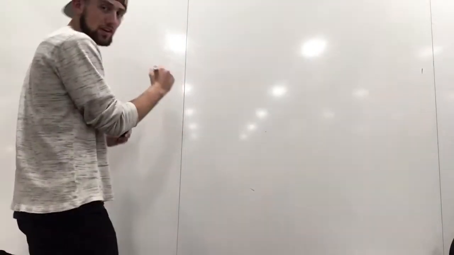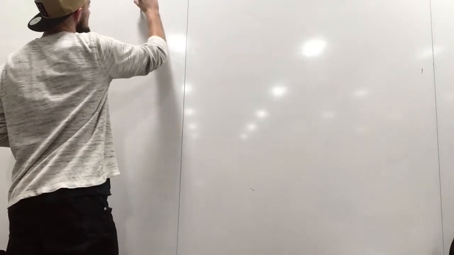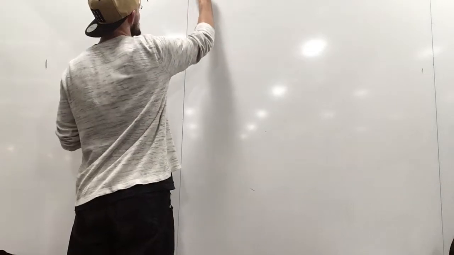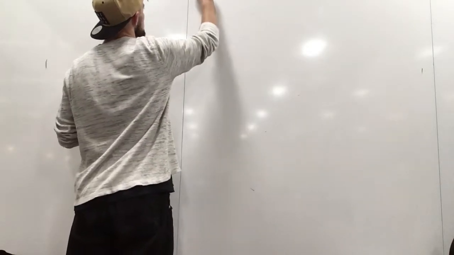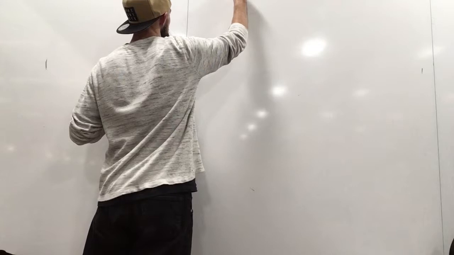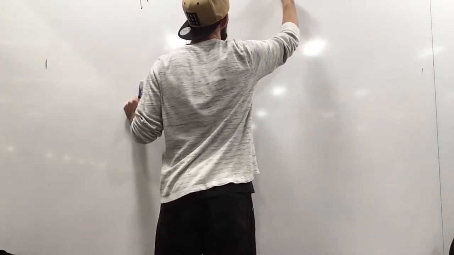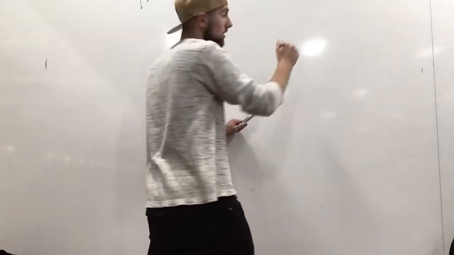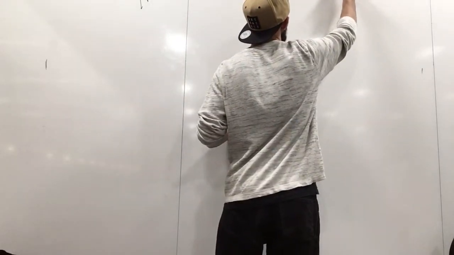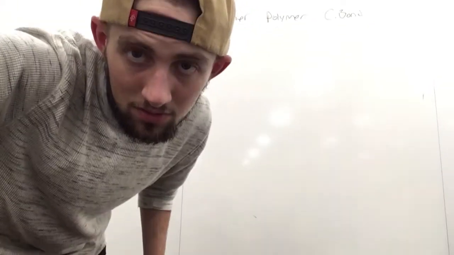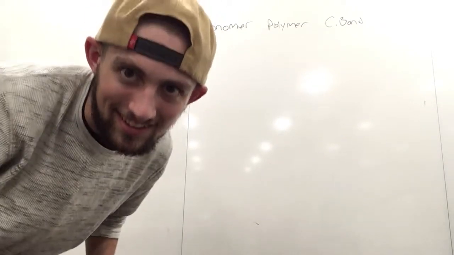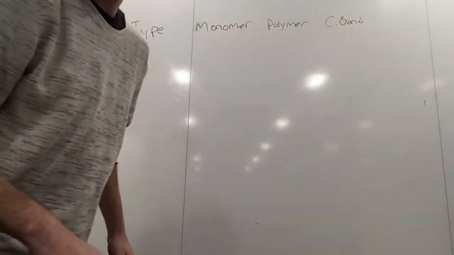Okay. So I'm going to create a table. I have the type of the macromolecule. I got the monomer. I have the polymer. And I have the covalent bond. I'm going to put C bond. Okay.